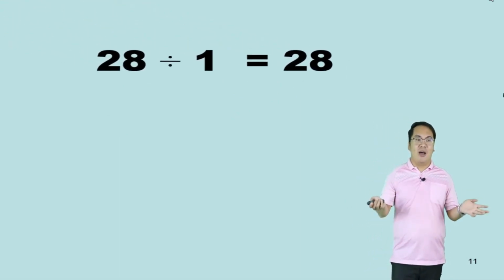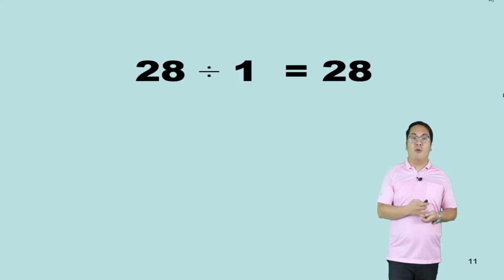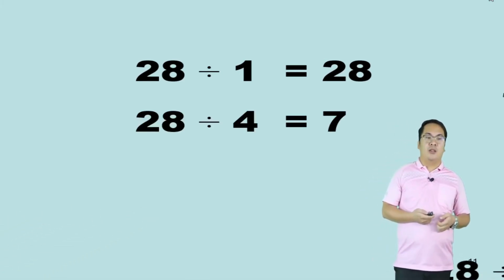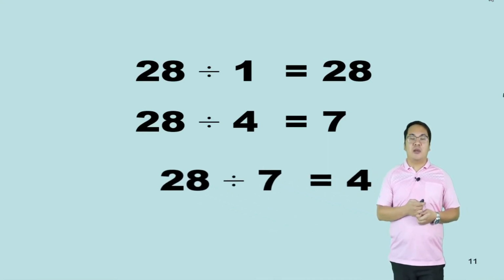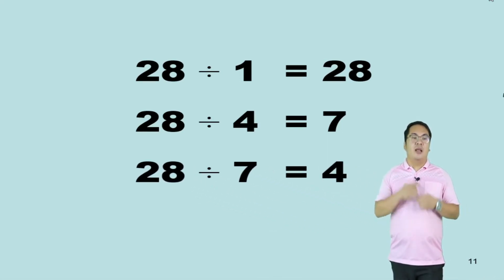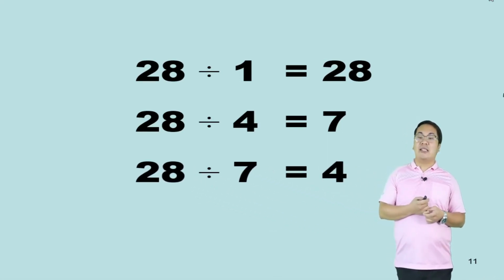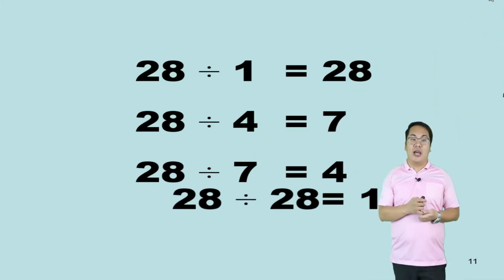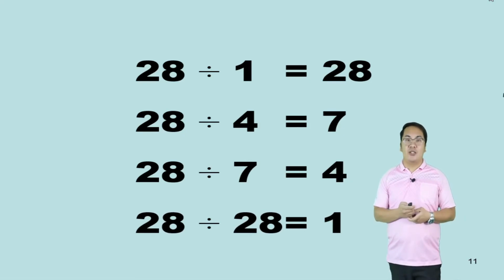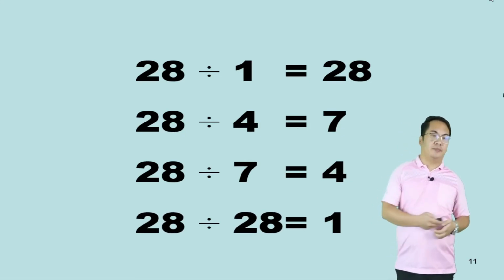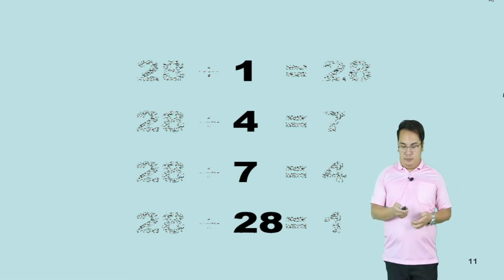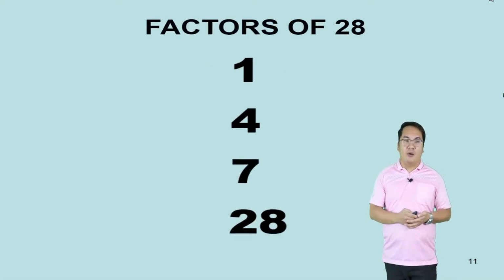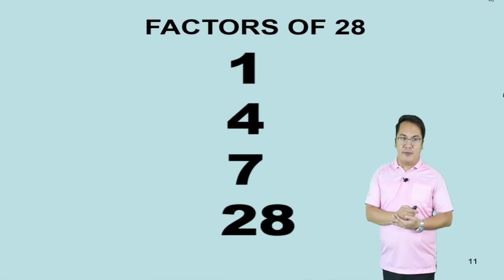What is this all about? So 28 divided by 1 is equivalent to 28. 28 divided by 4 is equivalent to 7. 28 divided by 7 is equal to 4. And last, 28 divided by 28 is equal to 1. Here, the 1, 4, 7, and 28 are called factors of 28.